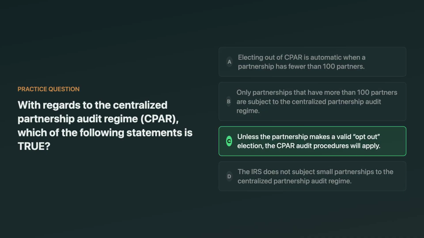The correct answer is, unless the partnership makes a valid opt-out election, the CPAR audit procedures will apply. The tempting wrong idea is that small automatically means exempt. It doesn't. Size can matter for eligibility to opt out, but you still have to make a valid election. Otherwise, CPAR is the default.